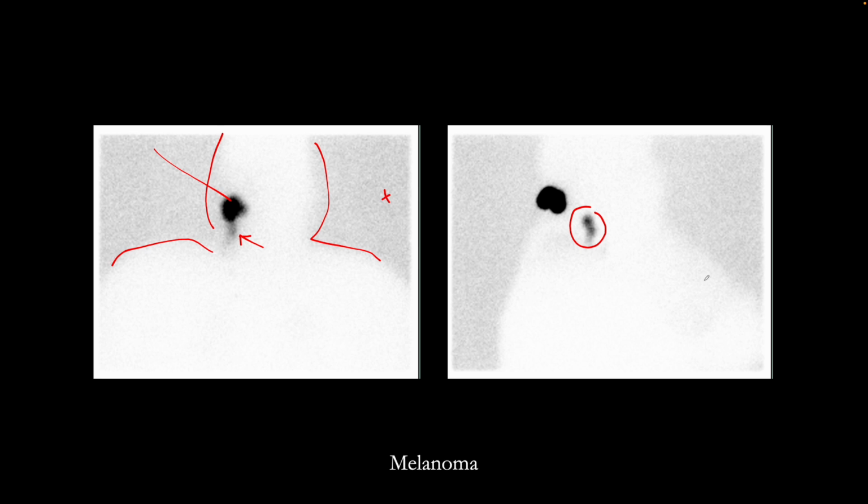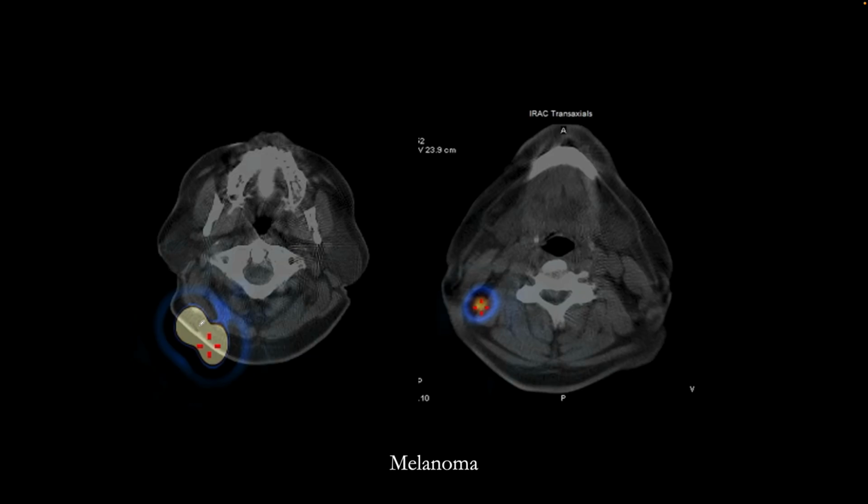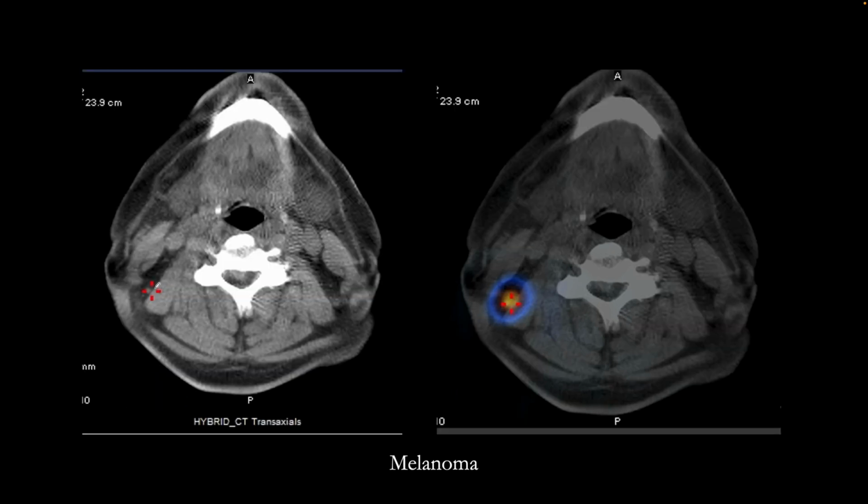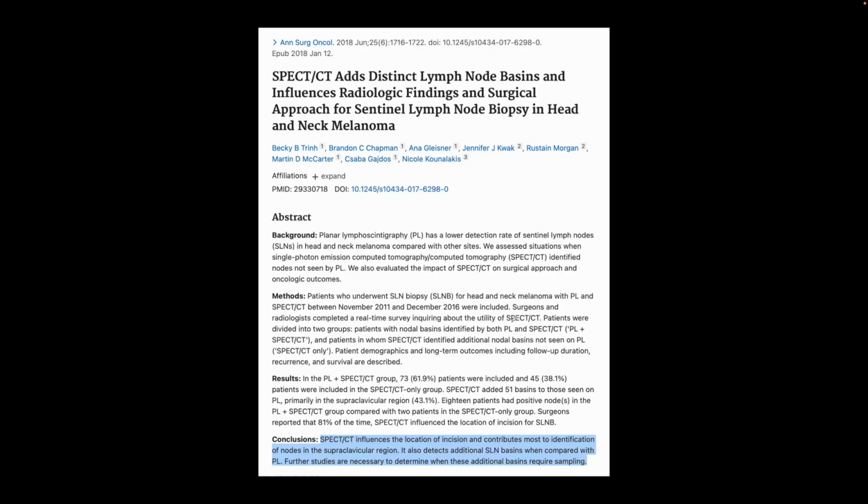So we performed a SPECT CT, and here are images from the SPECT CT showing the site of injection in the right side of the neck, and this focus in a sentinel node, which is posterior to the right sternocleidomastoid muscle, seen in this fat, where we see this focus of uptake. And here are more images showing this tiny focus right here. That's the sentinel node, and we see increased uptake in that sentinel node on SPECT CT imaging. So, SPECT CT adds distinct lymph node basins and influences radiologic findings and surgical approach for sentinel lymph node biopsy in head and neck melanoma. Here is a summary of this paper.